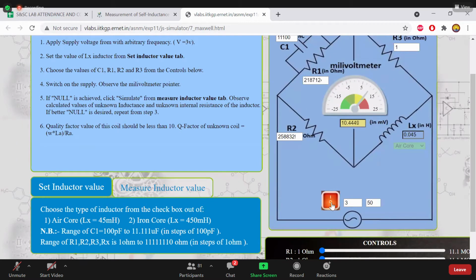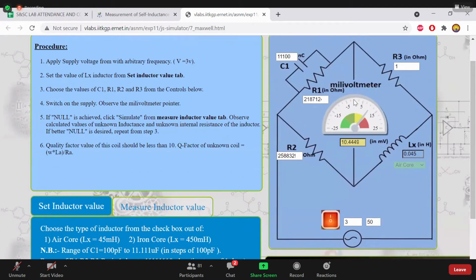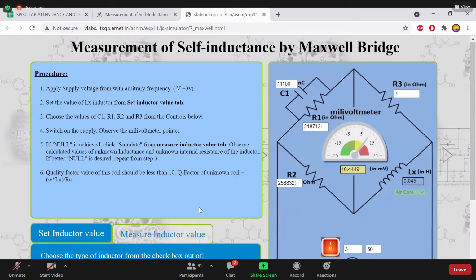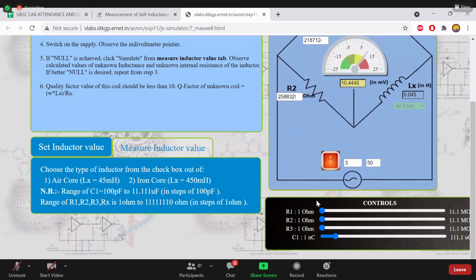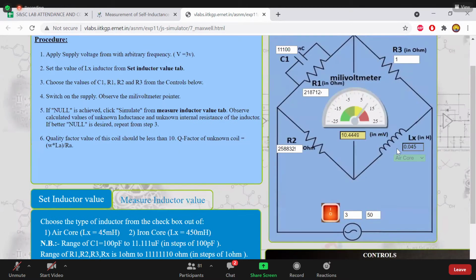If you switch off, it immediately shows 0. After switching on also, you have to get the same type of reading on the voltmeter. That is your task. Here we have the procedure, different steps. Follow the steps and find out the unknown inductance. Students, we are assuming the inductance is unknown, but here we know the inductance value, that is 0.05. So after pressing measure inductor value, you should get the same value as appearing here, 0.045.